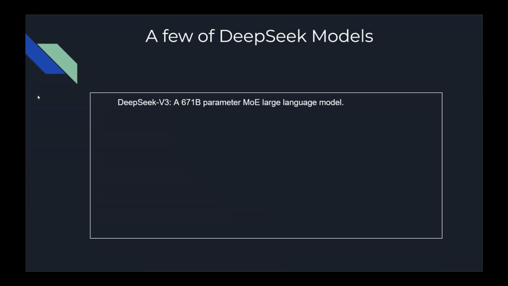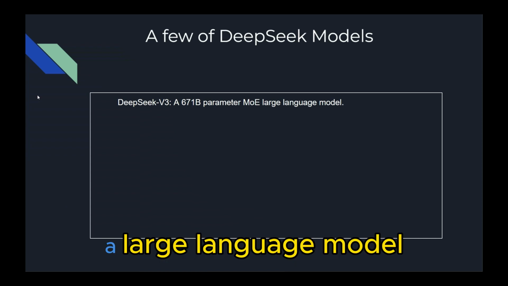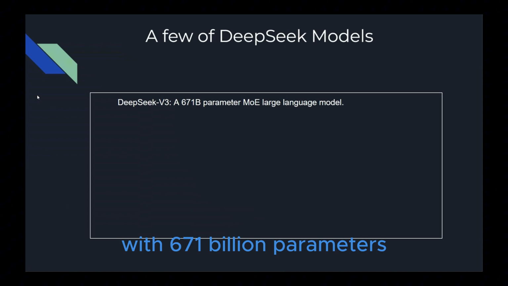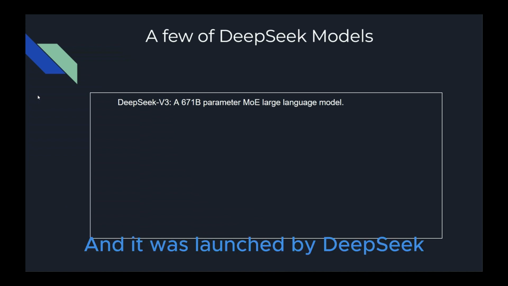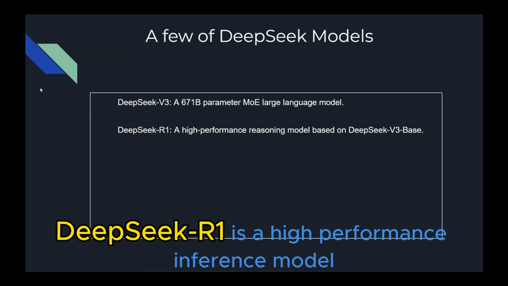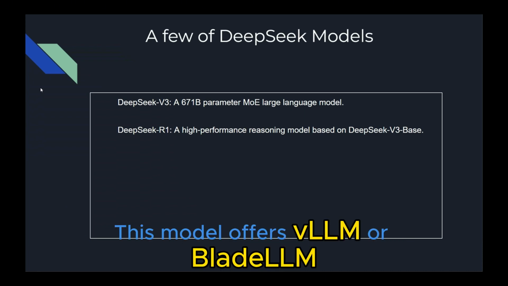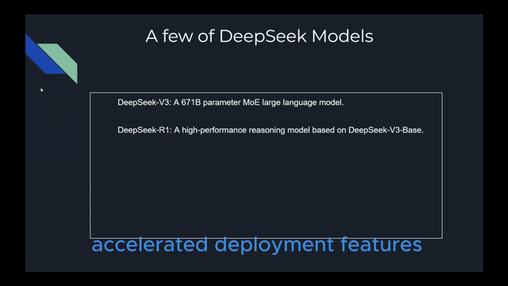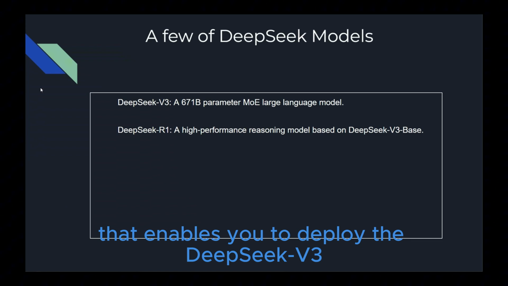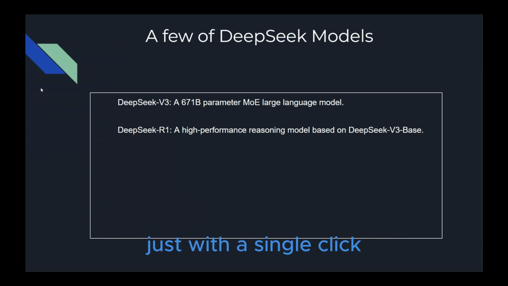DeepSeek version 3 is a mixture of experts, also called MoE, large language model with 671 billion parameters, and it was launched by DeepSeek. DeepSeek-R1 is a high-performance inference model trained on the DeepSeek version 3 base. This model offers vLLM or BladeLLM accelerated deployment features that enable you to deploy the DeepSeek version 3 and DeepSeek-R1 series models with just a single click.